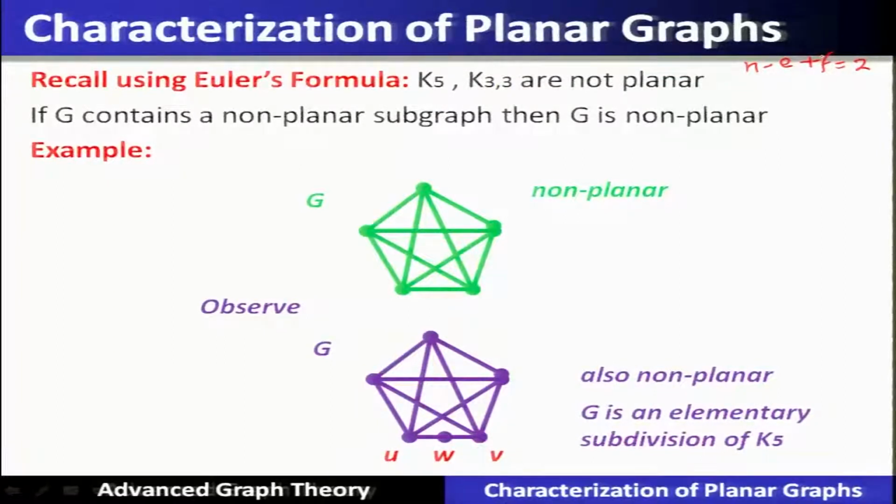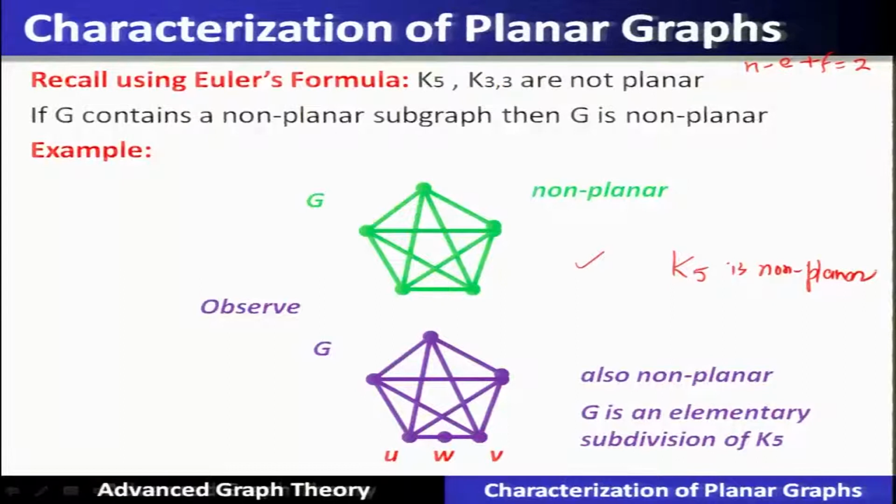You know that a subgraph of a planar graph is also planar. Similarly, if a subgraph of a graph is non-planar, then obviously the graph is not planar, or the graph is non-planar, is another characterization that we will see. For example, we see that this is K5, and K5 is non-planar.